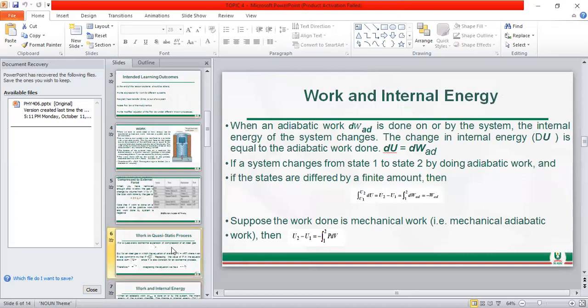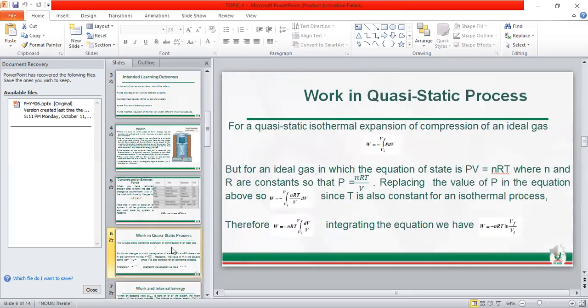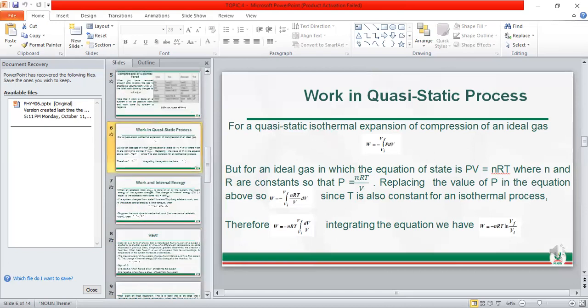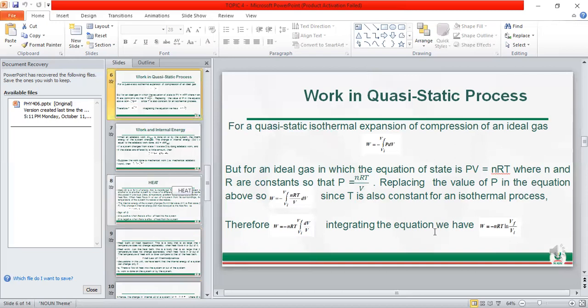This is the work done in a quasi-static process. So the work done is minus nRT times the natural logarithm of V final divided by V initial, where V is volume, final volume over initial volume. Now, let's look at another relation. If you're told to define work in a quasi-static process, you should be able to derive this. You're just going to relate an ideal gas situation into the equation.